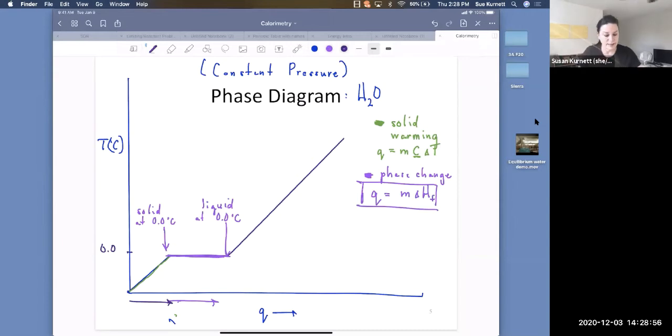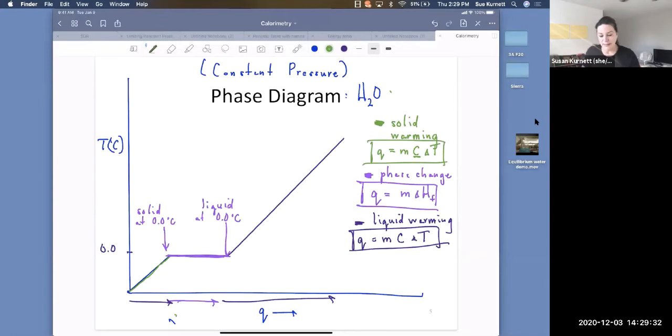Then, as energy goes in, the liquid water warms. Q equals mc delta T. The energy goes in and is shared among the molecules. Some of it increases the potential energy, C, 4.184 joules per gram degree C. And some of it goes toward increasing kinetic energy.